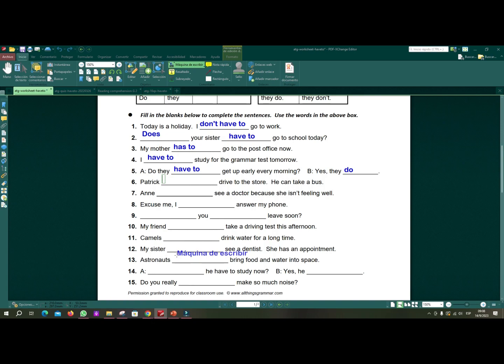Patrick doesn't. That is negative. Doesn't have to. Yes. Patrick doesn't have to drive to the store. He can take a bus. Nice. Good. 7. Anne. That is third person, right?